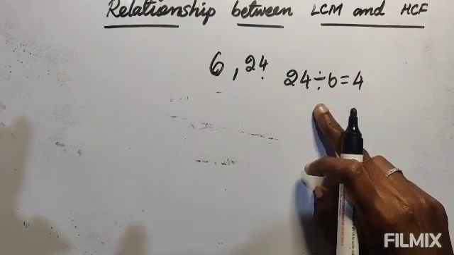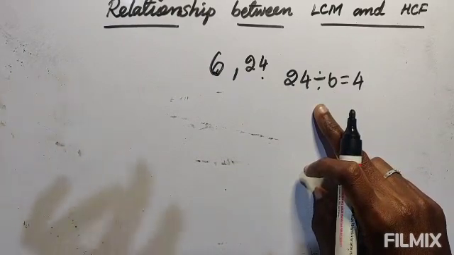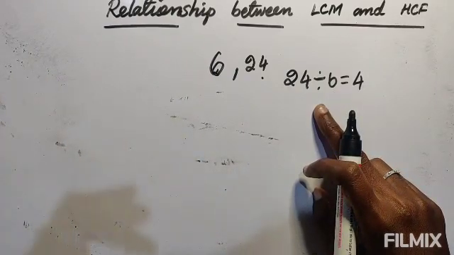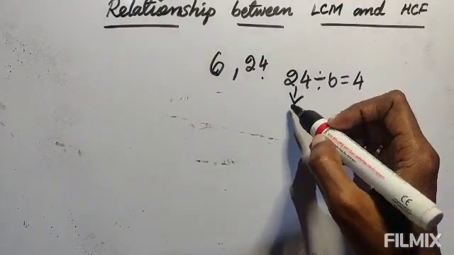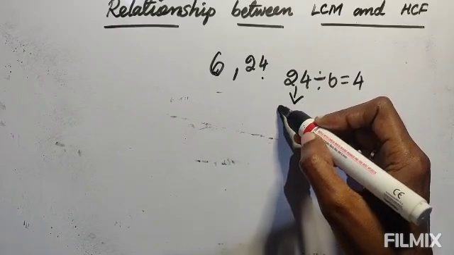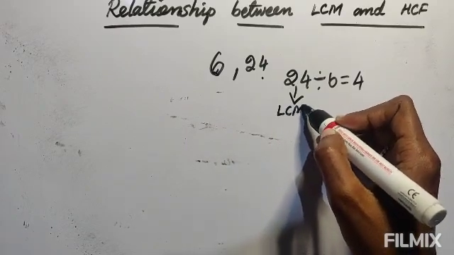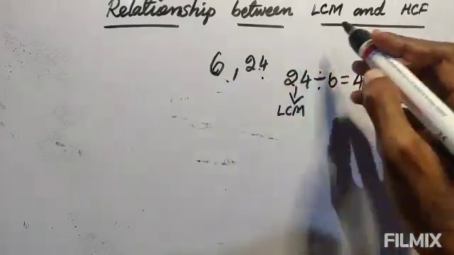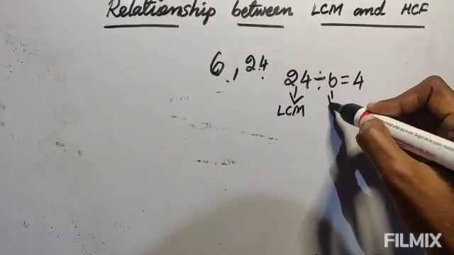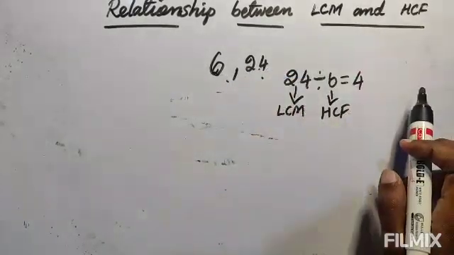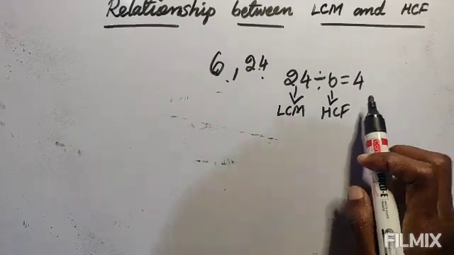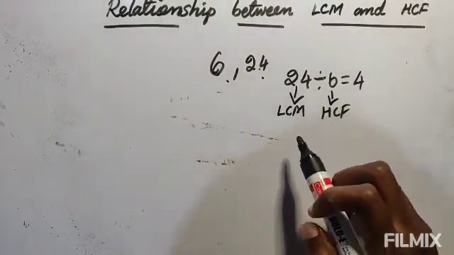So if there are two numbers, and we can divide the bigger number by the smaller number completely without any remainder, then the bigger number, here 24, will be the LCM of these two numbers, and the smaller number will be the HCF of these two numbers. Shall we check whether this is the LCM and whether this is the HCF?